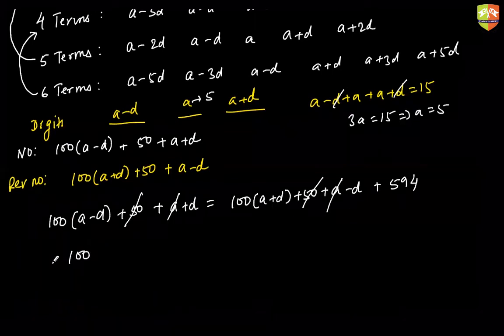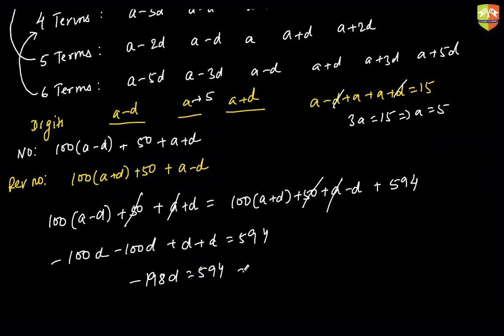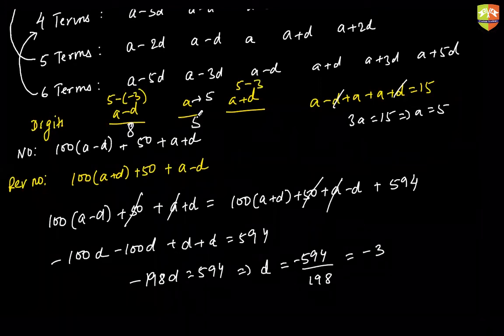So basically it becomes minus 100D plus D is equal to 594. That means minus 198D is 594. So D is 594 by minus 198, which is actually negative 3. Correct. So once A is 5, the digits will be 5 minus of minus 3, that is 8, 5, and 5 minus 3, that is 2. Which means the number is 852. So the answer here you must get is 852. Most of you have got this right. Well done.